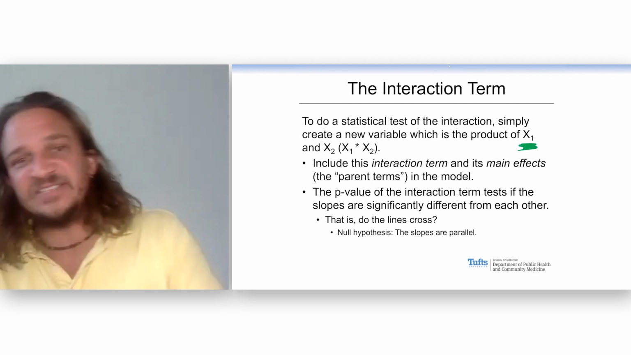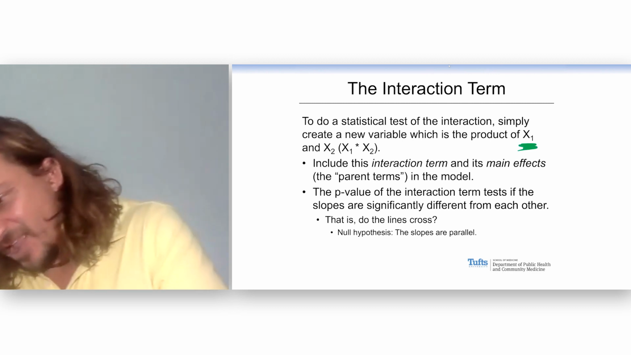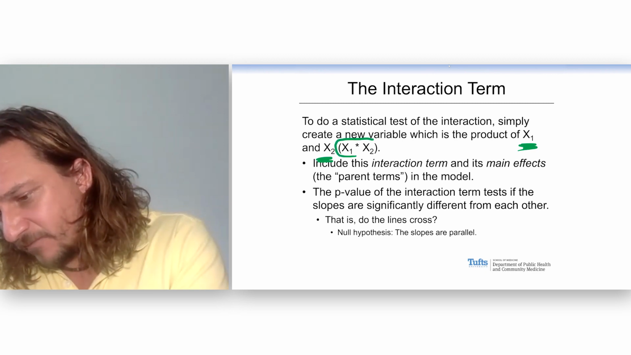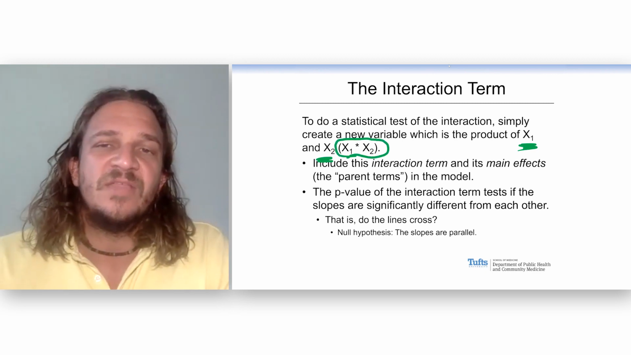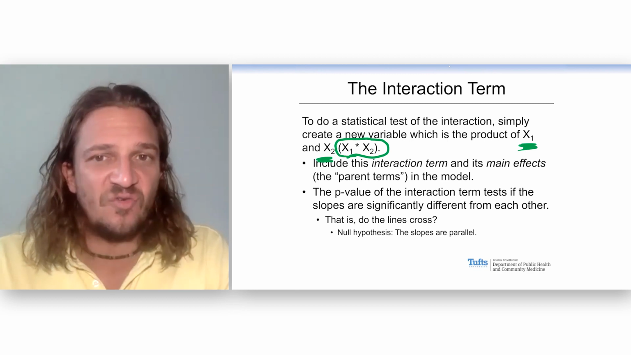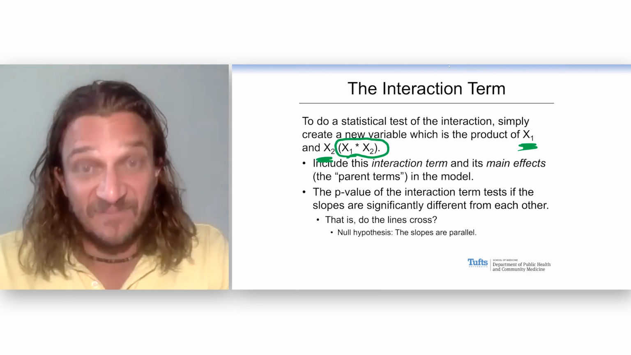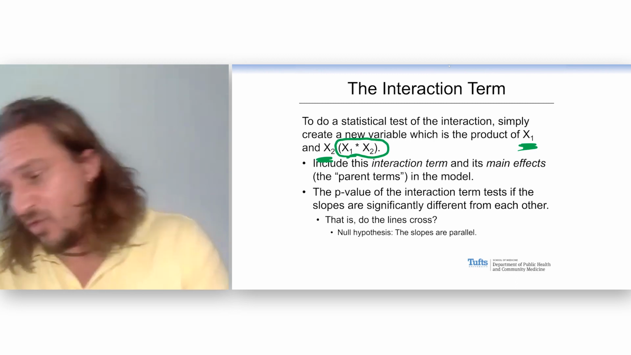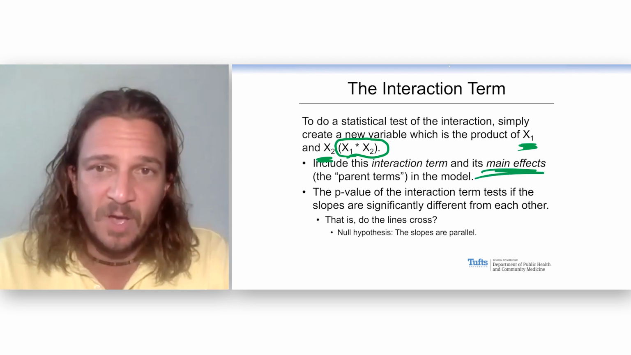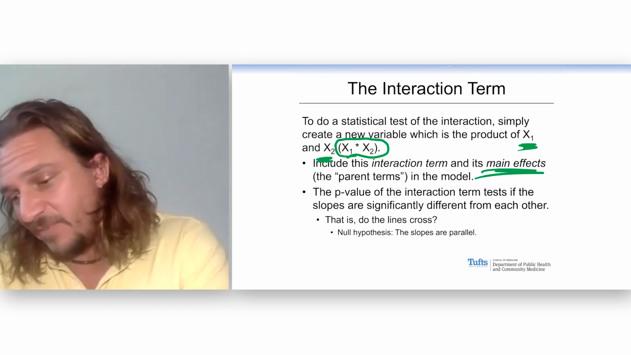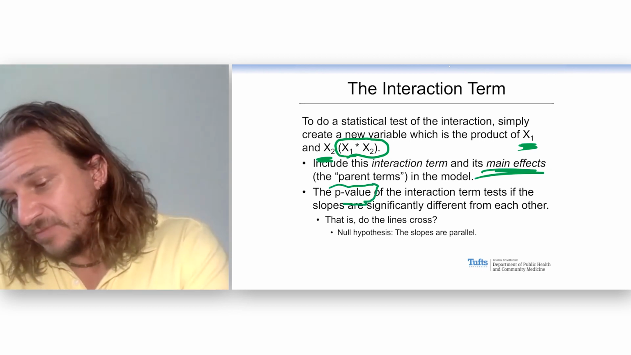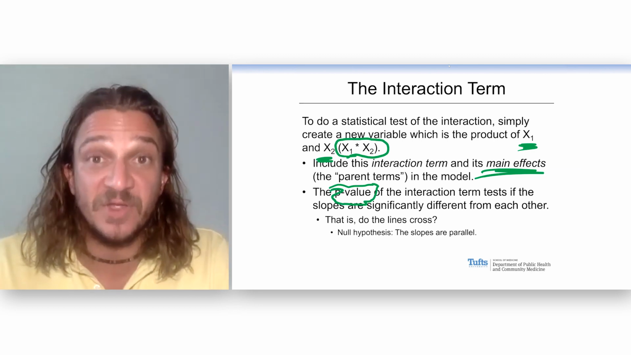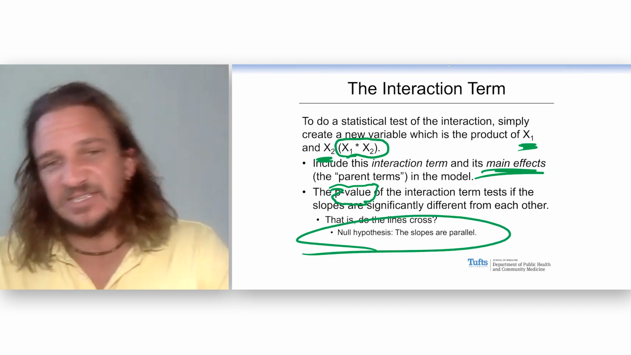So take the one X variable you're interested in, take the other next X variable you're interested in, and multiply them together. This is now a new variable. It's called the interaction term. And you take that variable, it's going to be a new column in your data set, and you put it in the model. You also include X1 and X2 in the model. And now we're going to get a p-value. And that p-value is going to tell us, are the slopes different from each other? The null hypothesis is that the slopes are parallel.